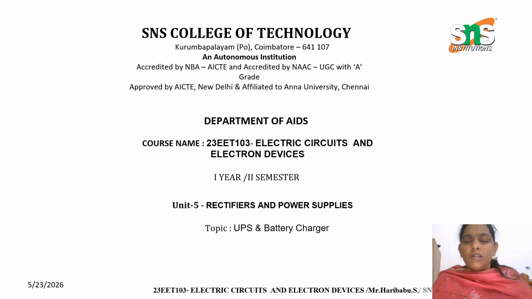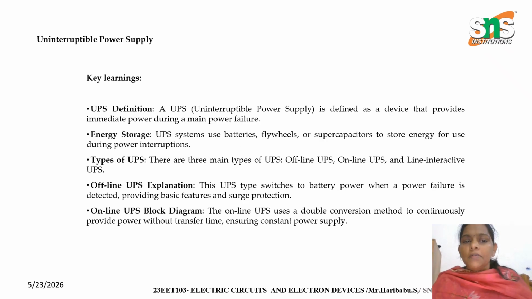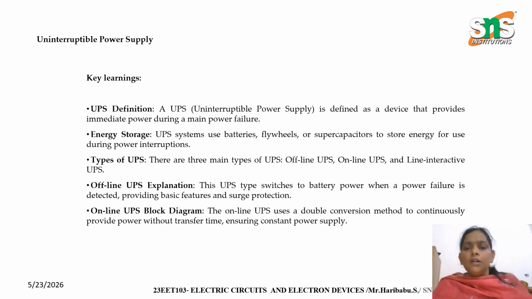So it takes the mains power or the wall power, and it converts AC to DC and AC constantly. So let us see in detail about the operation. The uninterrupted power supply is defined as a device that provides an intermediate power during a power failure. So whenever a power failure happens, the UPS acts as a main supply.